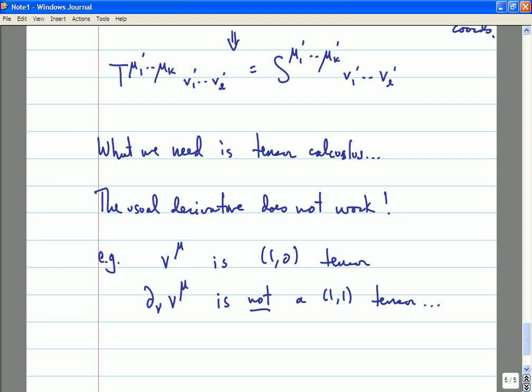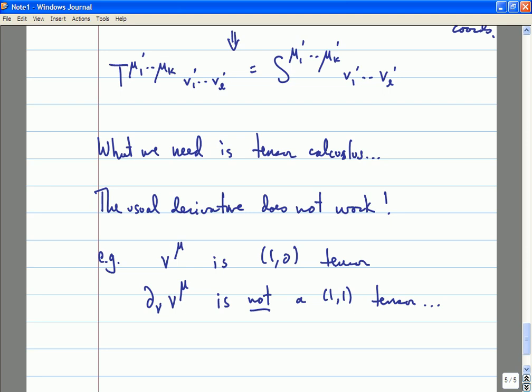Our laws of physics need to be tensor equations, and they need to involve derivatives. All laws of physics involve derivatives, just about. But we don't know how to write them down yet, because we don't know how to take the derivative of a tensor to get another tensor. And so this tensor calculus will be the subject of roughly the next week and a half of this class.